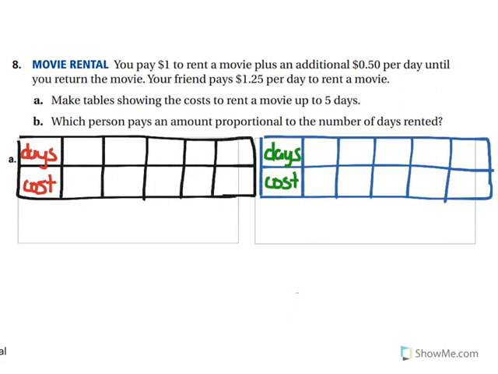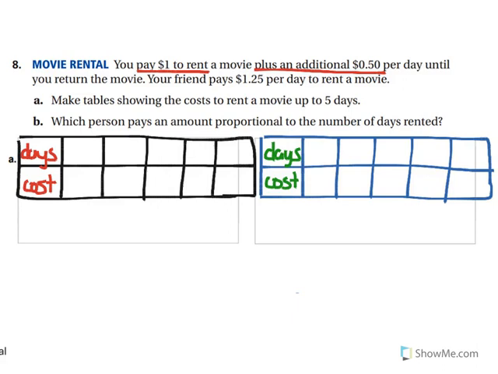Okay, let's go ahead and finish this up so we can be done, all right? So we were to make a table, and this is what the beginning of the table would look like. So we're looking at days and cost for both of the scenarios. So for our first scenario, it tells us that we pay $1 to rent a movie plus an additional 50 cents per day until you return the movie.